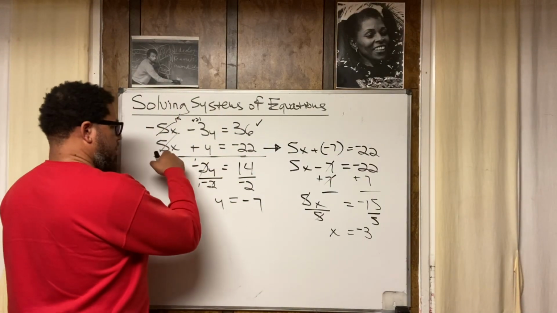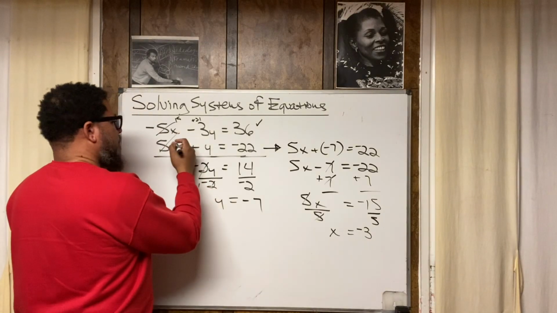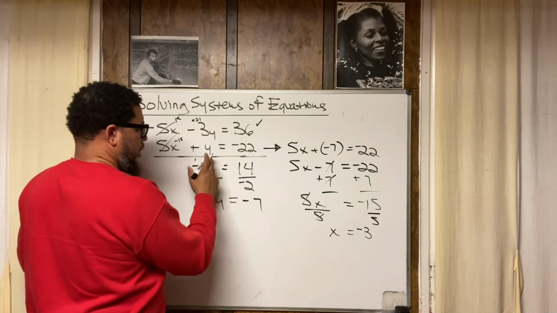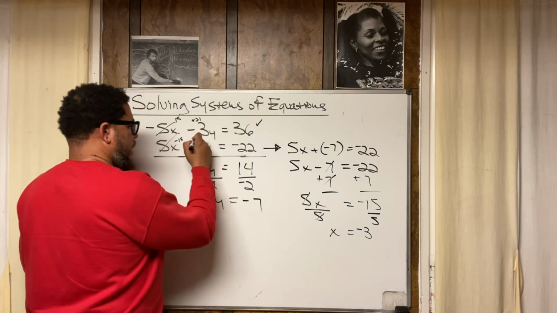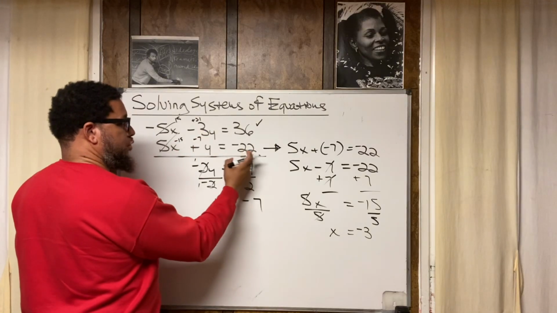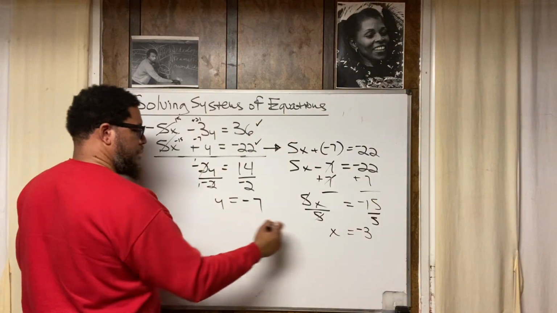So then we go here. We do 5 times negative 3. What's 5 times negative 3? Negative 15. So we got negative 15 and then plus the negative 7. Y is negative 7. So negative 15 plus negative 7. Does that equal negative 22? Yes. So then that's true. So it gives us 2 true statements. So that means this is the answer.